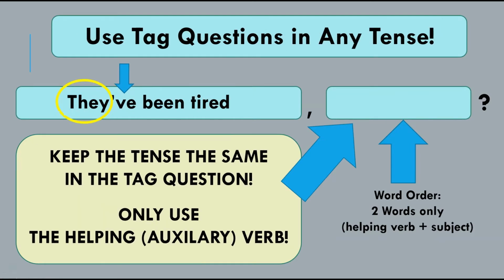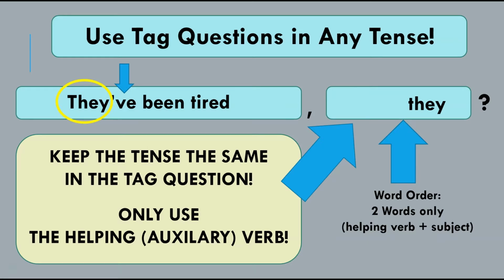We can use tag questions in any tense. So here we have an example of the present perfect. Make sure that you keep the tag question in the same tense as the sentence. And we only use the auxiliary verb or the helping verb. So they've been tired, they have been tired. We have 2 verbs here, but have is our auxiliary verb, so we will use have.